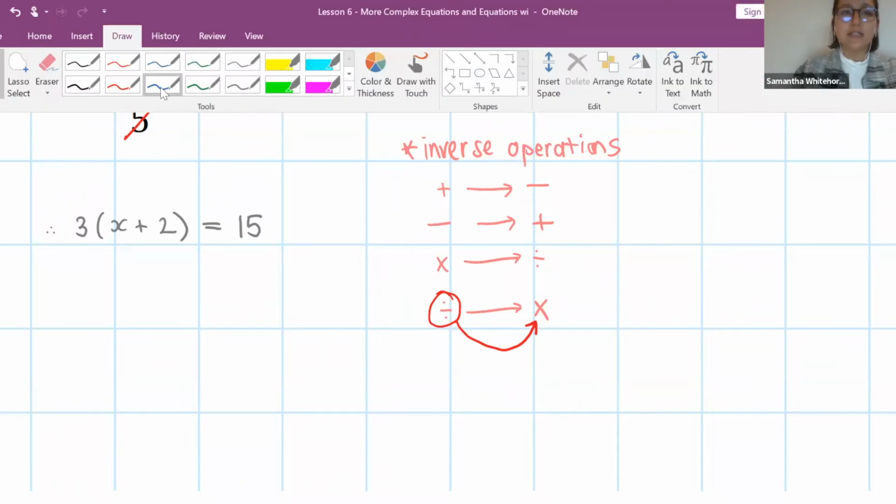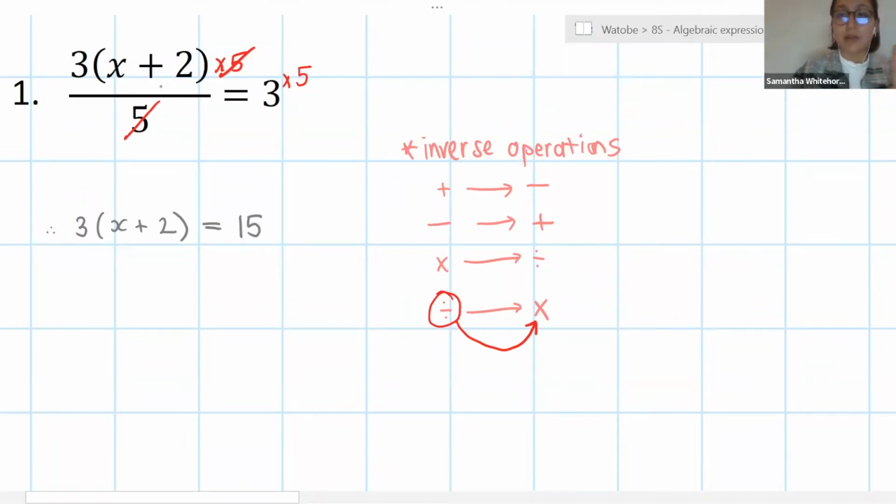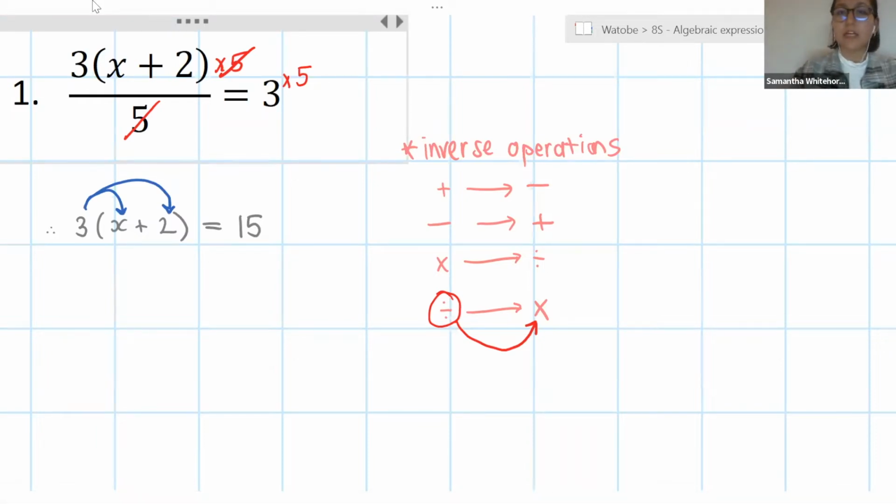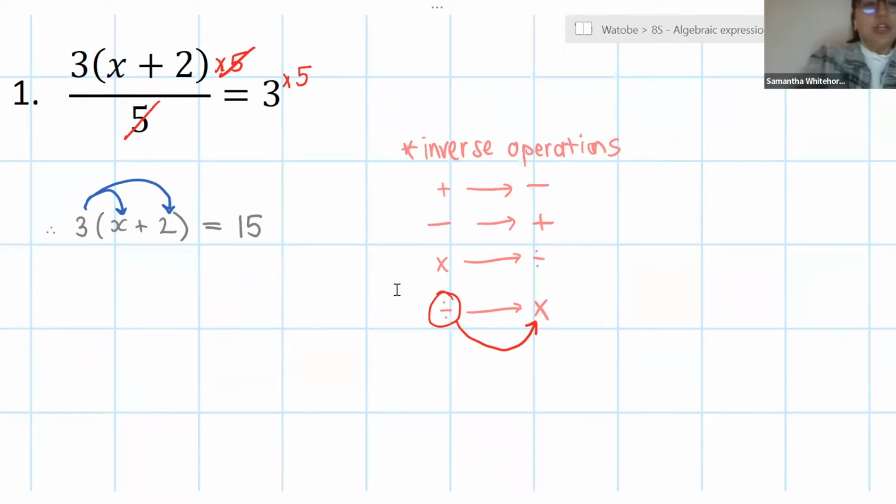The next thing that I see is that I have a 3 times the bracket. So I have distribution here. So I'm going to distribute this 3 into my bracket. Now, if you had done the distribution first and then dealt with the fraction, absolutely fine. Not a problem at all. I am going to do my distribution second. If you do it first, that's cool. No stress. So 3 times x is 3x, and 3 times positive 2 is a positive 6. So now I've got 3x plus 6 equals 15.